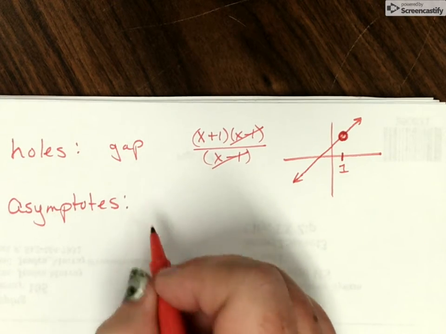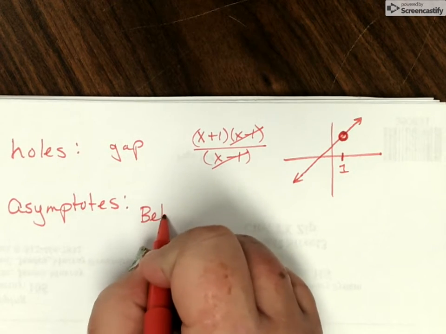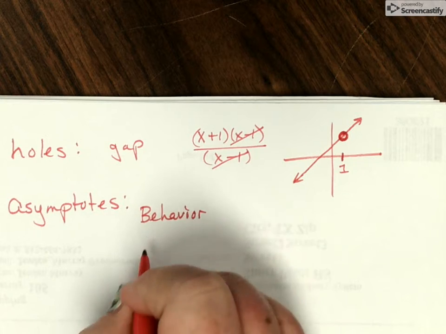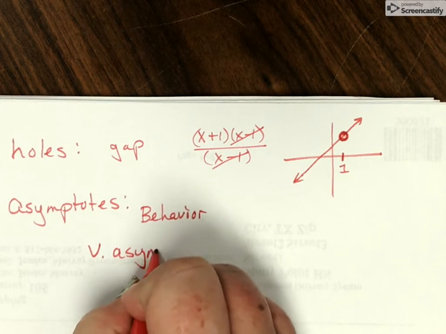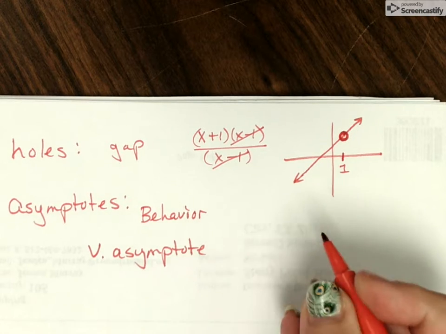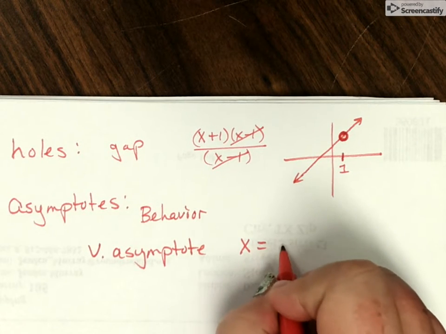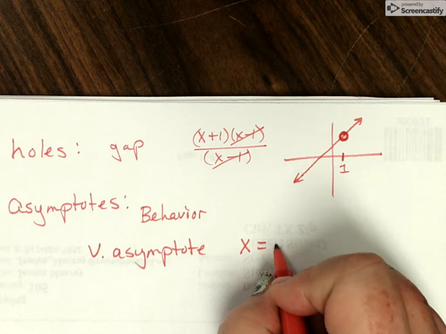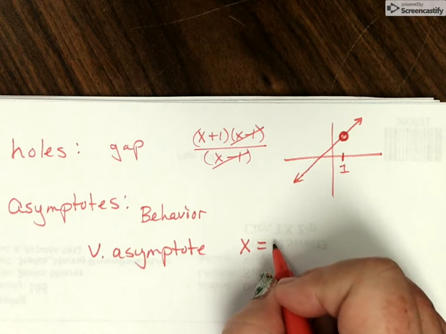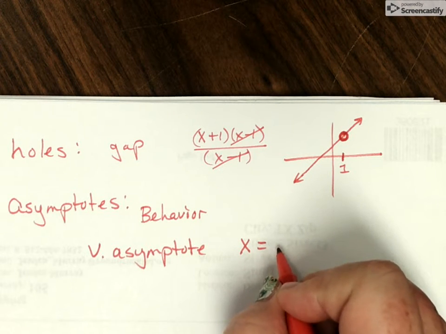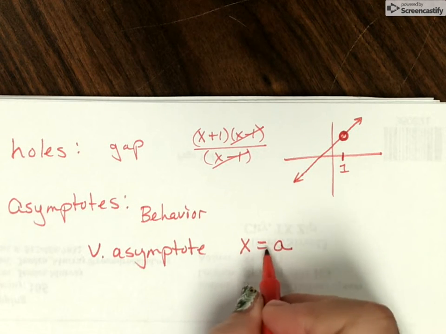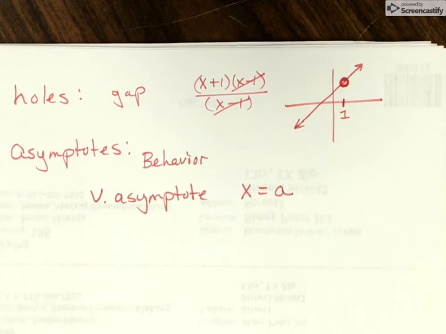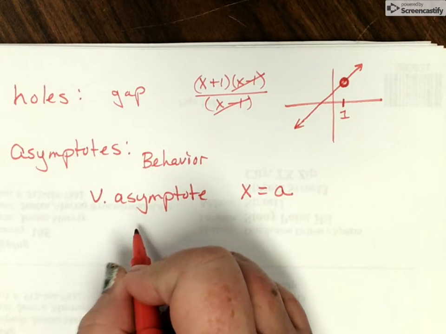Whereas an asymptote is a behavior. A vertical asymptote is always written in the form x equals some number, and we'll call it some number a, okay? And that comes from our restrictions as well. So let's take this problem that we had.